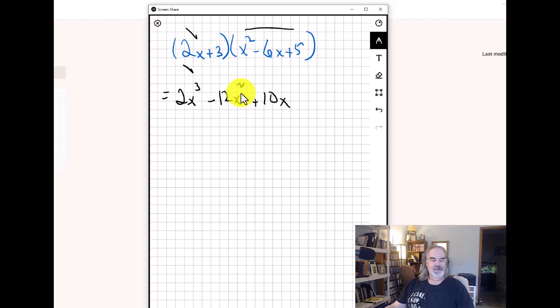So the 2x is done. Now I'm going to take this 3 and I'm going to send it through all of those terms. So we'll have a plus 3x squared, a minus 18x, and a plus 15. There are the 6 original terms from this multiplication. Let's see what we can collapse together.